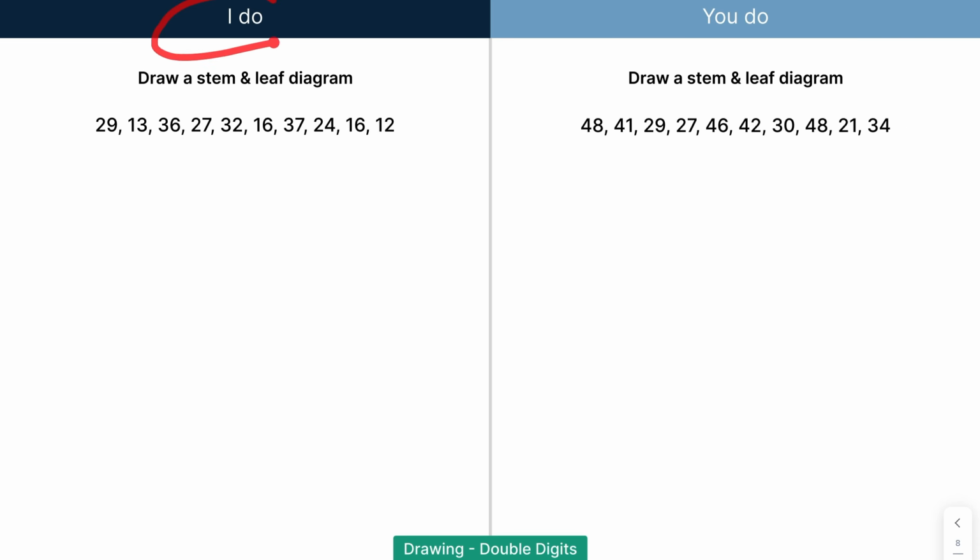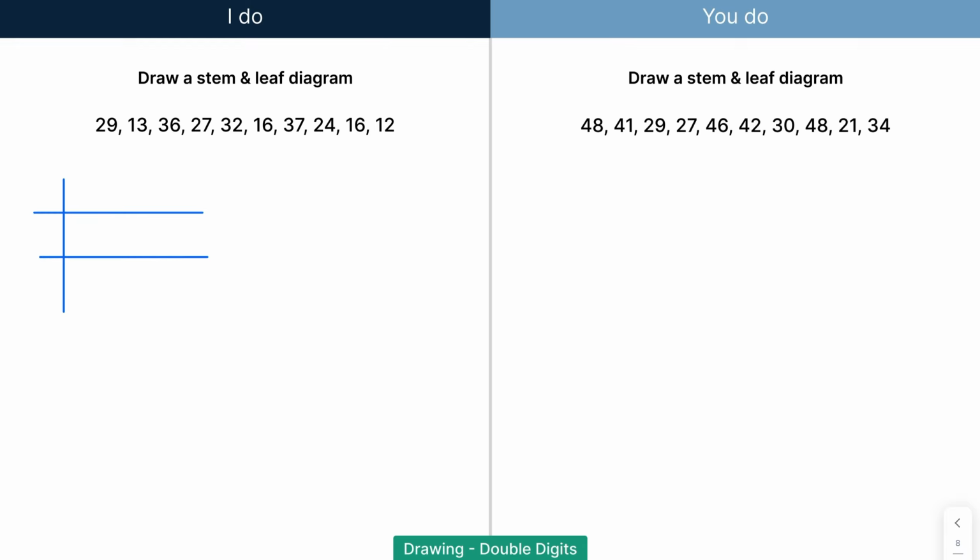So doing my videos work, I'm going to do the example on the left, which is I do. You are then going to press pause, and I've got the example on the right, which is you do. So here we've been asked to draw a stem and leaf diagram of the following. Now, in order to draw a stem and leaf diagram, it would look something like this.